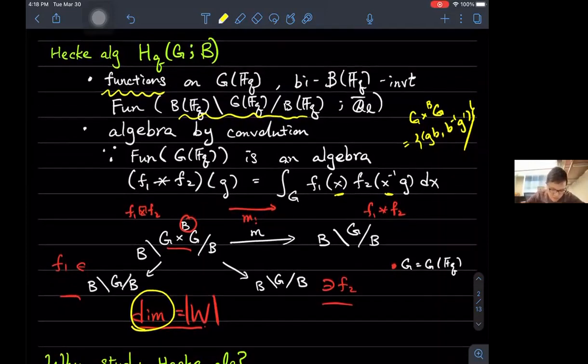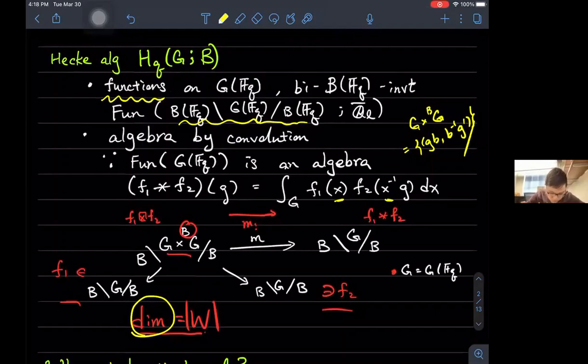And if you think of q as a variable, you may think of this Hecke algebra as some kind of deformation of the group algebra of the Weyl group, if you take q equals 1.